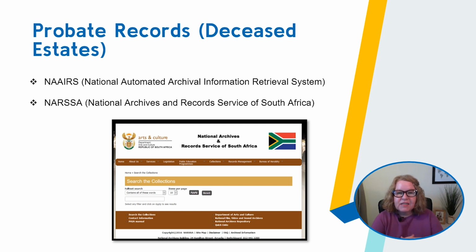And you can see the names of the database there on the screen. The older database was called NAIRS. That's the National Automated Archival Information Retrieval System. So quite a mouthful, known by the acronym NARS. And NARSA, the National Archives and Records Service of South Africa, is the newer database that they are currently migrating all those documents over to. So at the moment, it's important to search both of those.